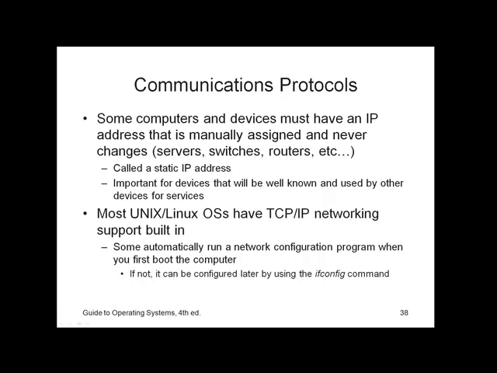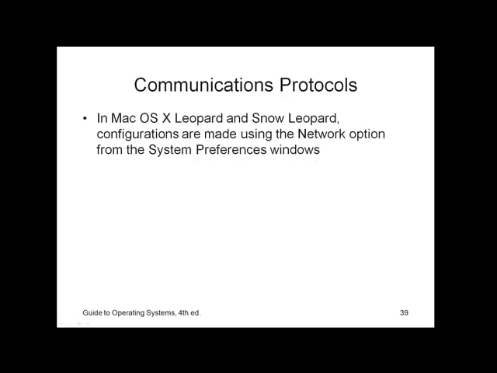Now, most Unix and Linux operating systems, it's important to note, will have TCP/IP networking support built in. Some will automatically run a network configuration program when you first boot the computer. Now, in Unix and Linux, if for some reason that automatically does not work, then you can configure it later by using the ifconfig command. And in Mac OS X Leopard and Snow Leopard, these configurations are going to be made using the network option from the System Preferences window.